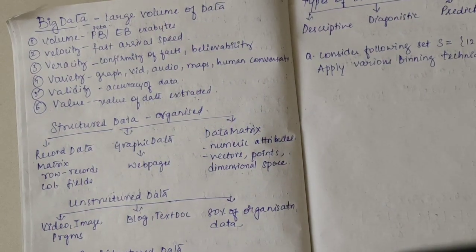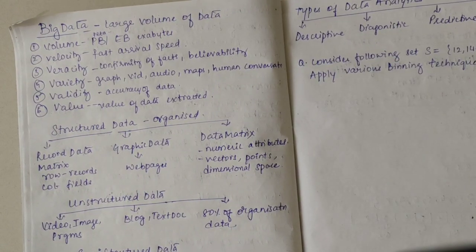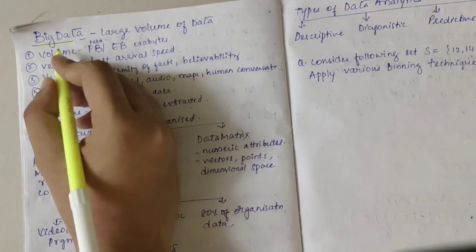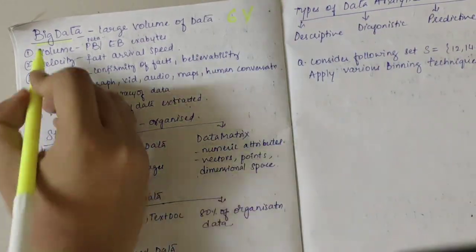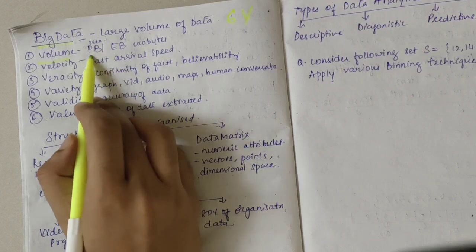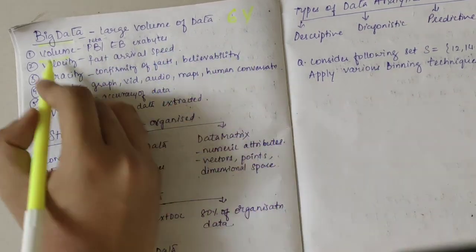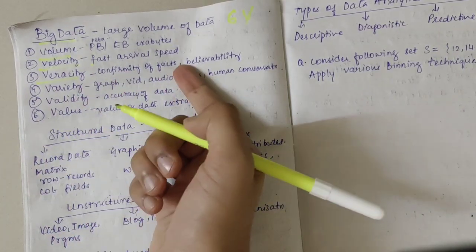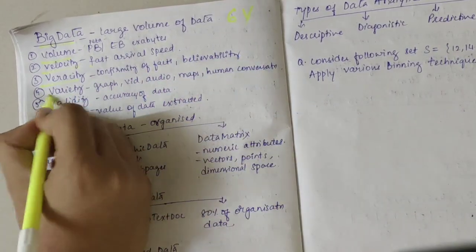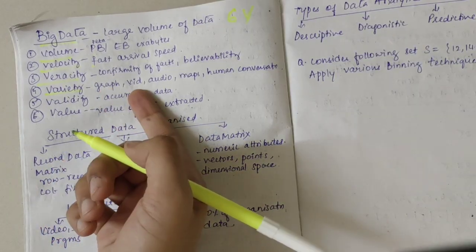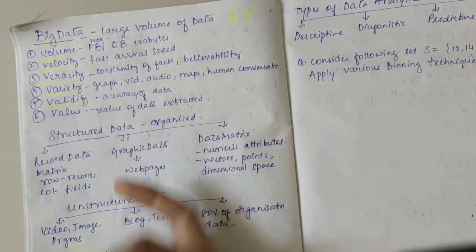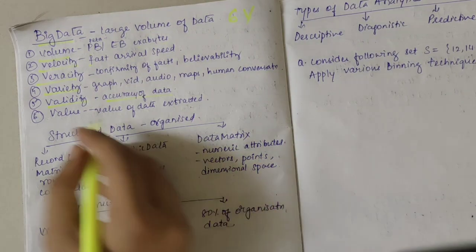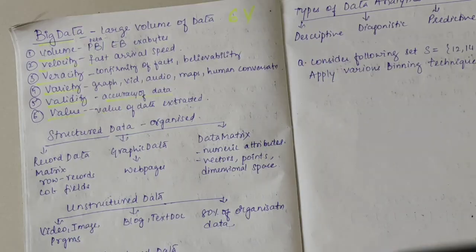Here, from the introduction to data topic, we have big data. Big data is a large volume of data. The characteristics of big data comprise 6 V's. The first one is volume, that is, data stored in petabytes or exabytes. Then we have velocity, that is, the fast speed of arrival. Then we have veracity, that is, confirming facts and believability. Then variety: the data could be a graph, video, audio, map, anything. And then validity, that is, accuracy of data. The data which I have obtained needs to be accurate enough to perform further operations. Then we have value, that is, the value of the data which is extracted.